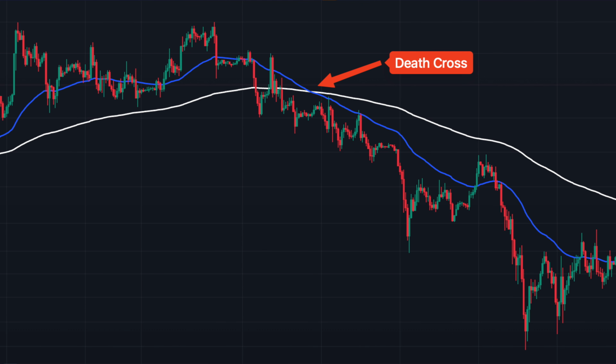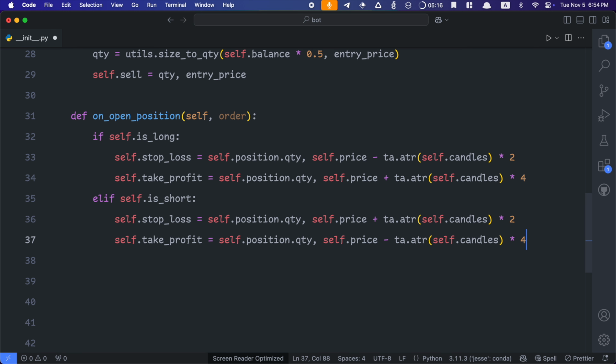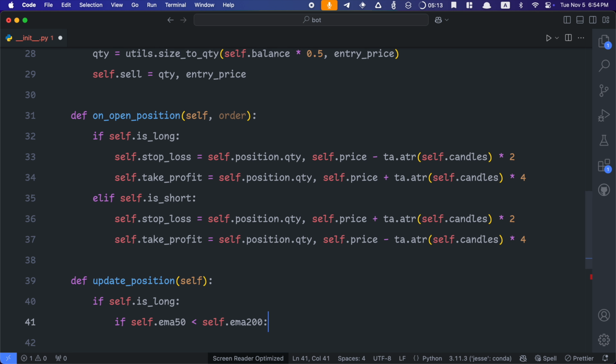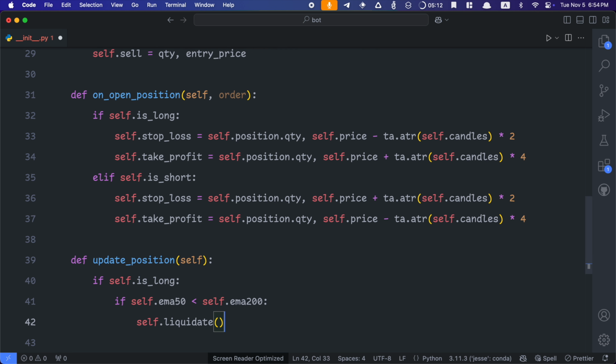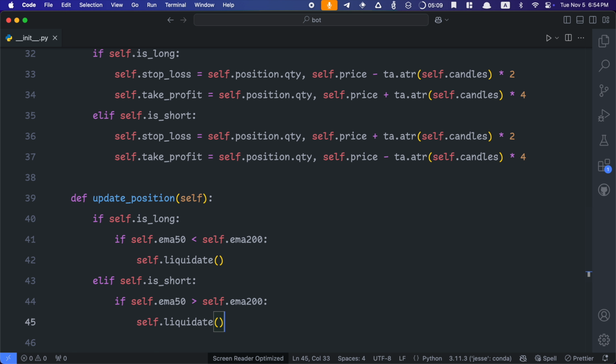But what if we wanted to close the position dynamically, like when a death cross happens? We can do that by using the update position event. If it's a long position and the opposite of our entry rule is happening, then liquidate my position. And of course the opposite for a short position.